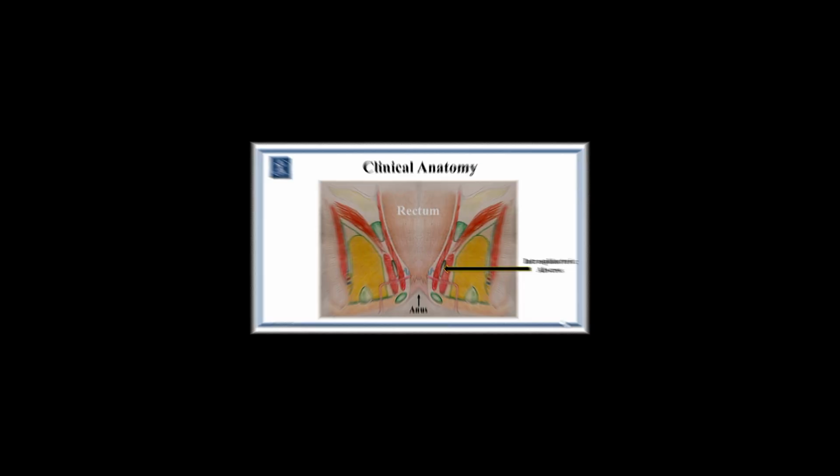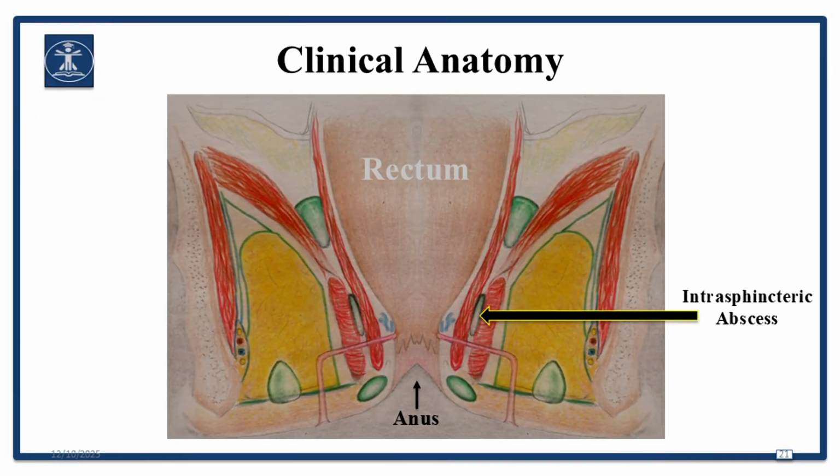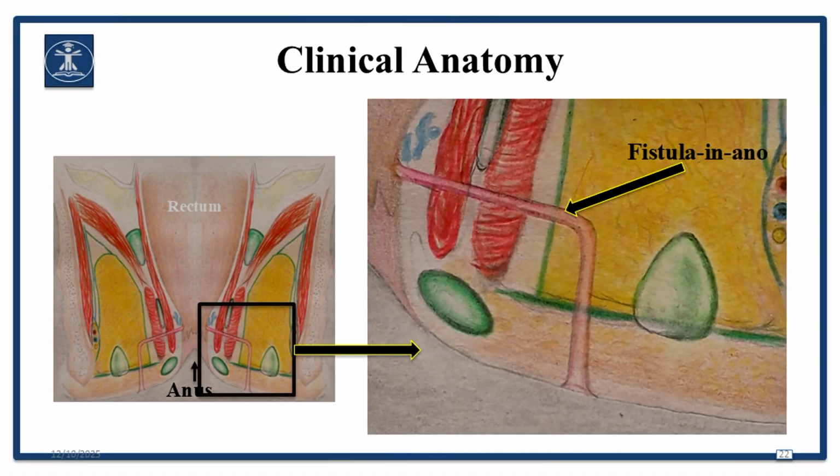Then we have the intrasphincteric abscess, meaning it is in between both the internal and external anal sphincter. Having known all this, the abscesses that we just learned about can further result in another clinical condition known as the fistula in ano. Fistula in ano is formed when the abscesses are drained or when they burst.